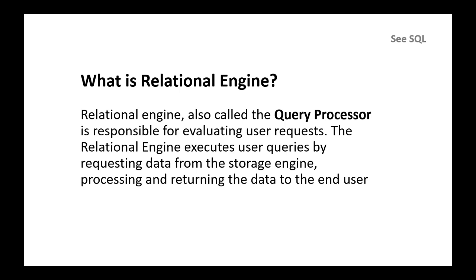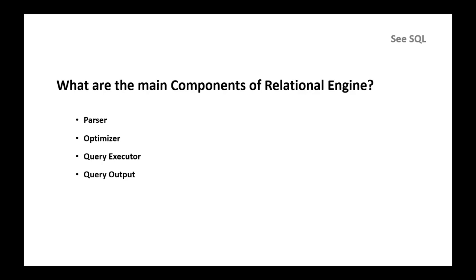Any SQL query needs to go through multiple processes for execution. Based on this process, the Relational Engine contains different components. Then, what are the components of the Relational Engine? First one is Parser, next Optimizer, then Query Executor and Query Output. These are the components of the Relational Engine.